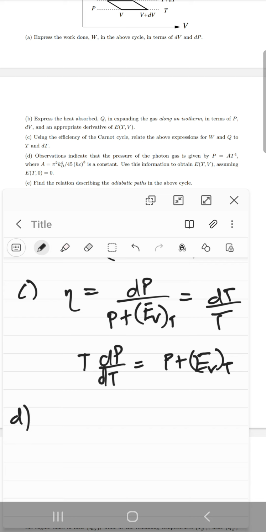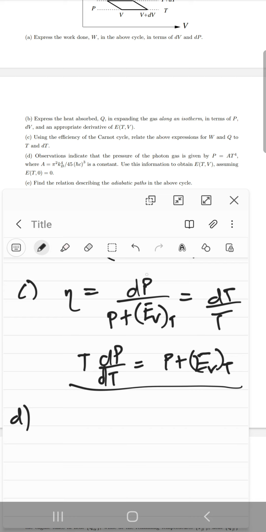Now D is observations indicate that the pressure for the photon gas is given by P equal to A T to the power 4, where A is a constant. Use this information to obtain E as a function of temperature and volume, assuming E of T comma 0 is 0, so that's when volume is 0. Okay.